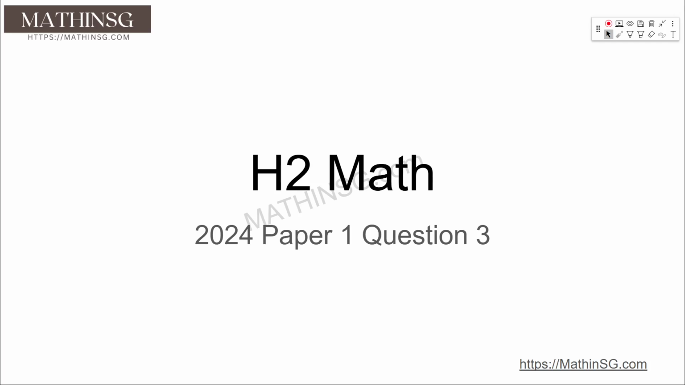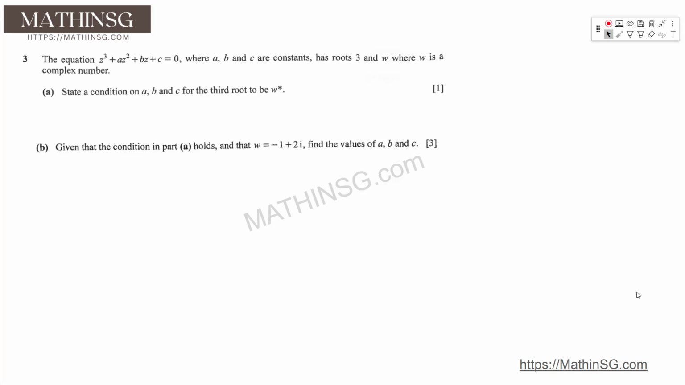In this video here, I'll be going through the H2 Math A-Level paper 2024 paper 1 question 3. So question 3 is a complex number question. In this question, you are given the equation z cubed plus az squared plus bz plus c equals 0, where a, b, and c are constants, has roots 3 and w, where w is a complex number. So you are asked to state a condition on a, b, and c for the third root to be w conjugate. So what do we know?